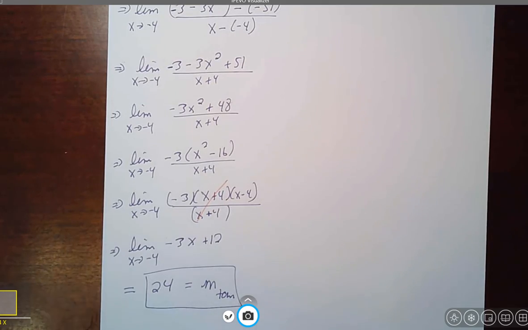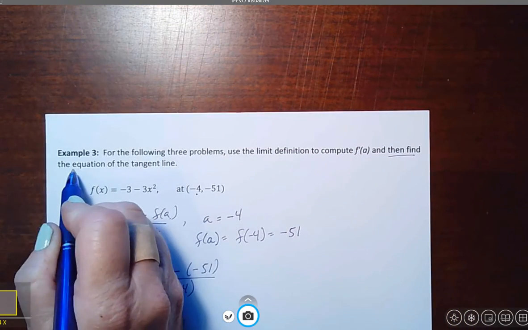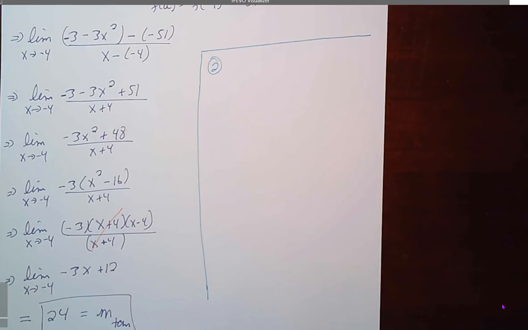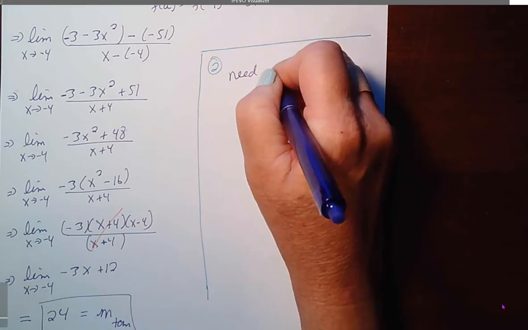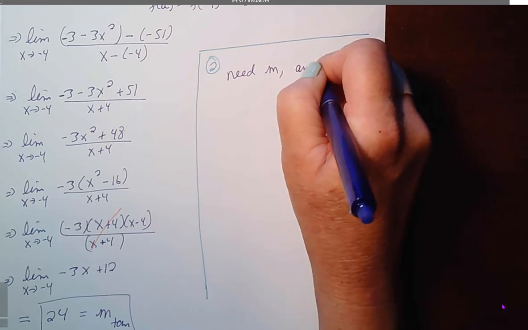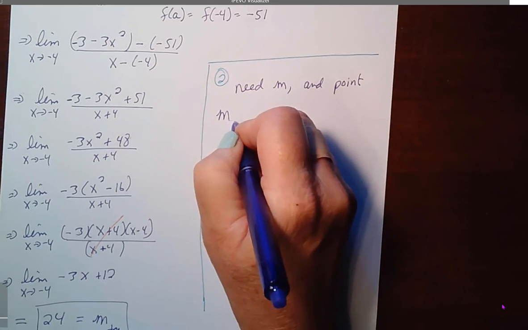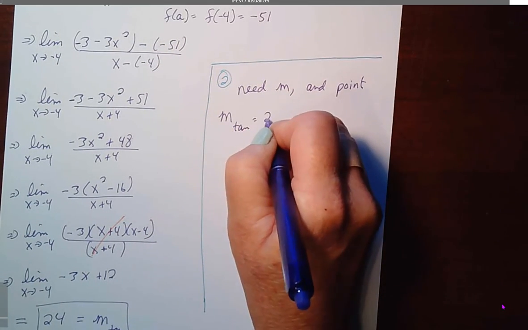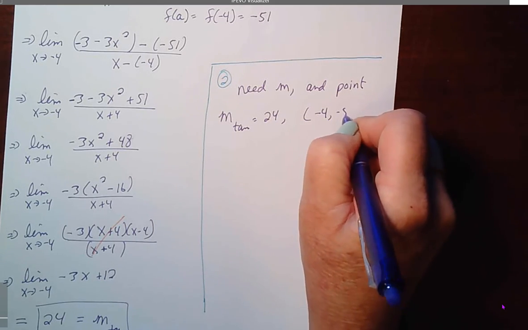Now, we are not done with this problem because it says, and then find the equation of the tangent. So to write the equation of the tangent line, we have the slope. Well, what do you need in order to write an equation of any line? You need slope, m, and a point. Well, we have both of those. M of the tangent equals 24, and my point is negative 4 comma negative 51.